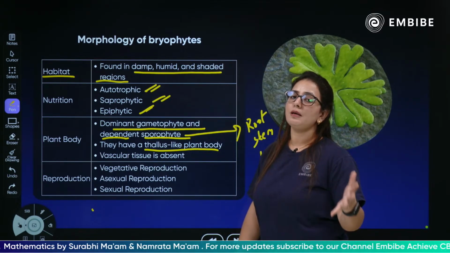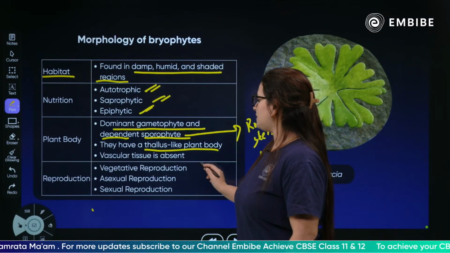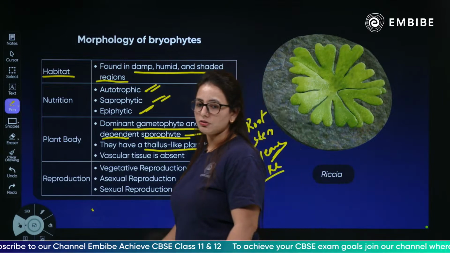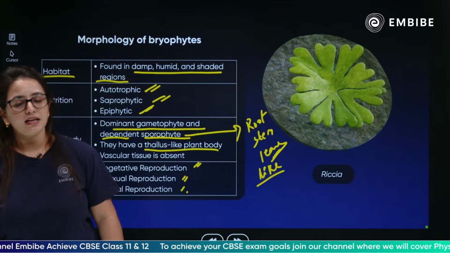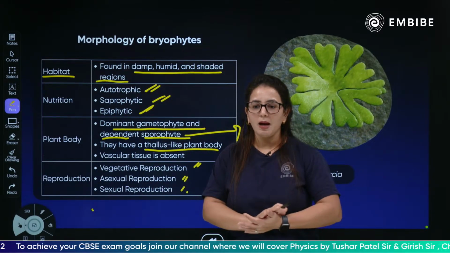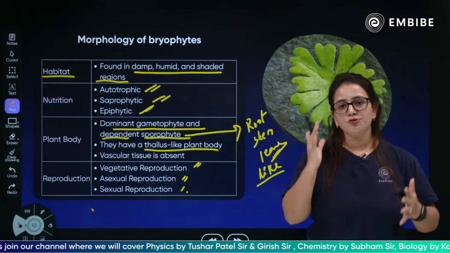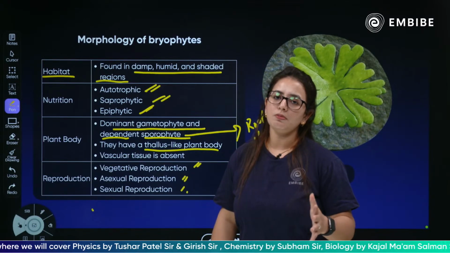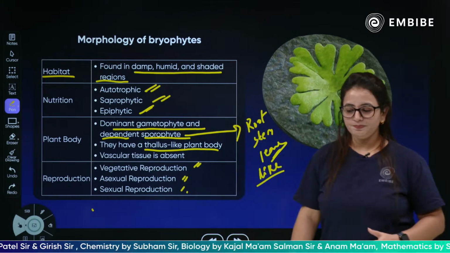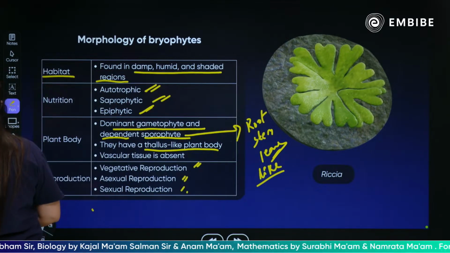What is the method of reproduction in the bryophytes? We have vegetative reproduction, asexual reproduction and of course the sexual mode of reproduction. I hope this is clear, since we have discussed where they are found, their habitat, their mode of nutrition, the kind of plant body and structure they have, and the reproductive system also. So these are the general characteristics of the bryophytes. Any questions related to this?